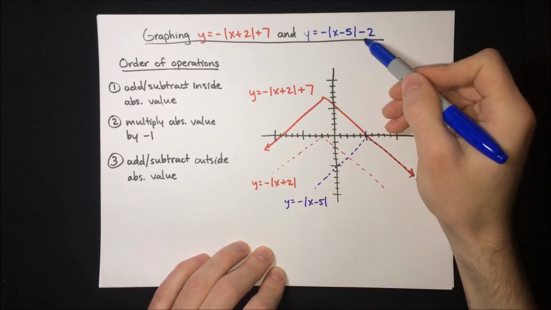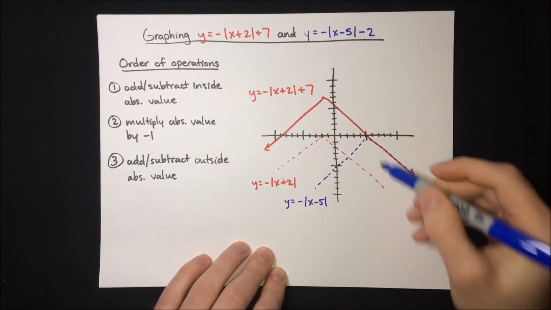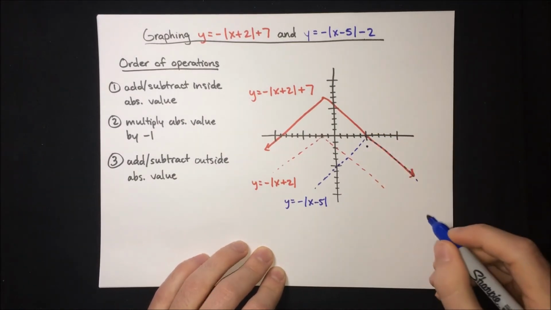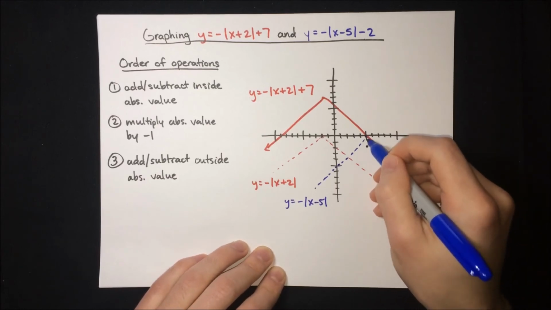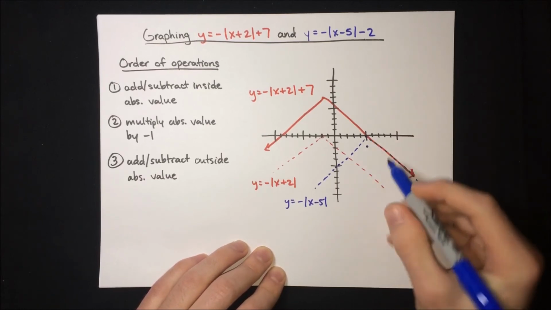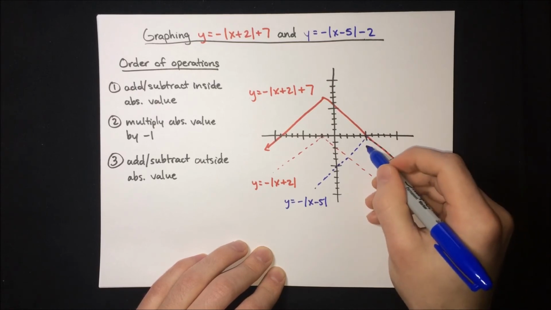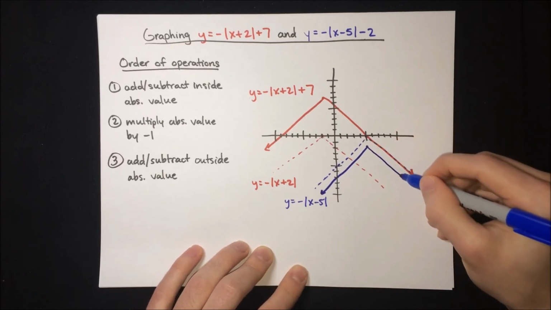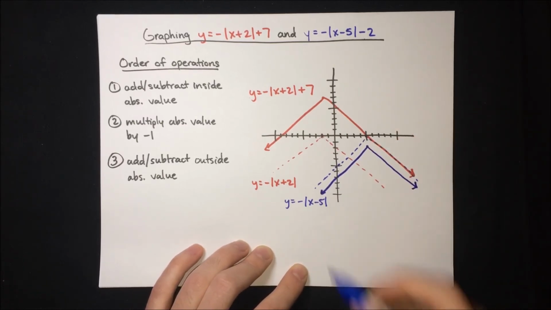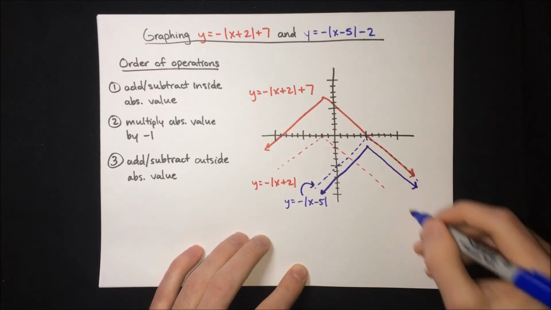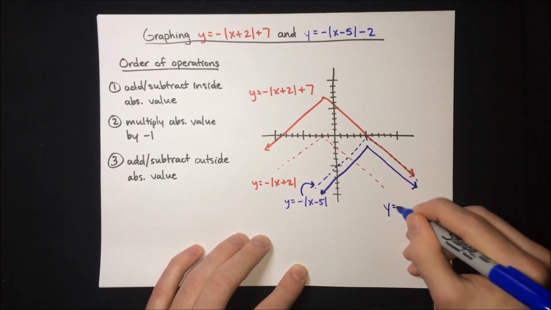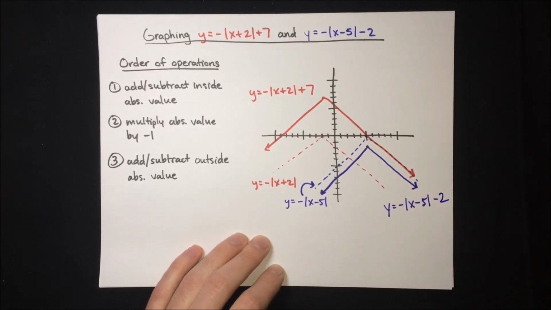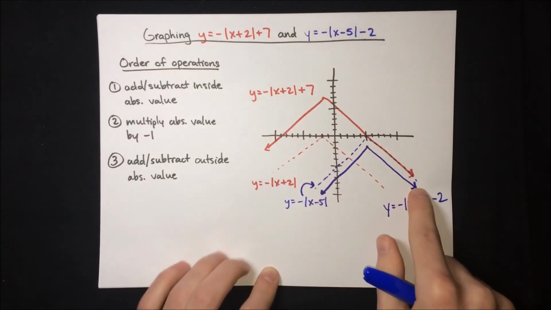And then the -2 part says that we have to translate it down 2 units, because all the y values are having 2 subtracted. So every point shifts down 2 units. The point at 0 goes to the point at -2, and everything else follows suit. So now we have a graph that looks like this. That's our final graph, y equals negative absolute value of x minus 5, minus 2. And there we have it. We're done.